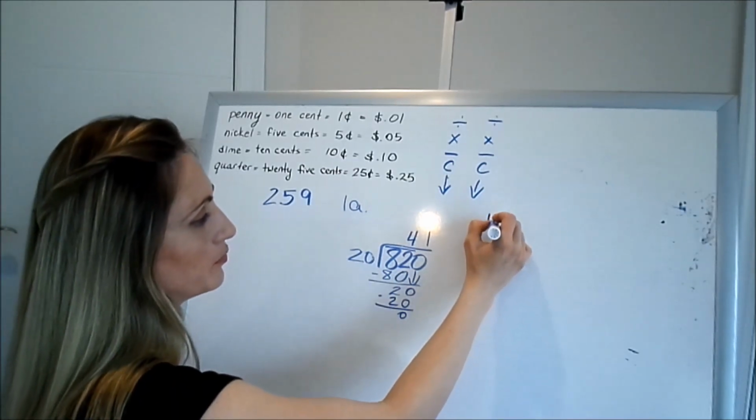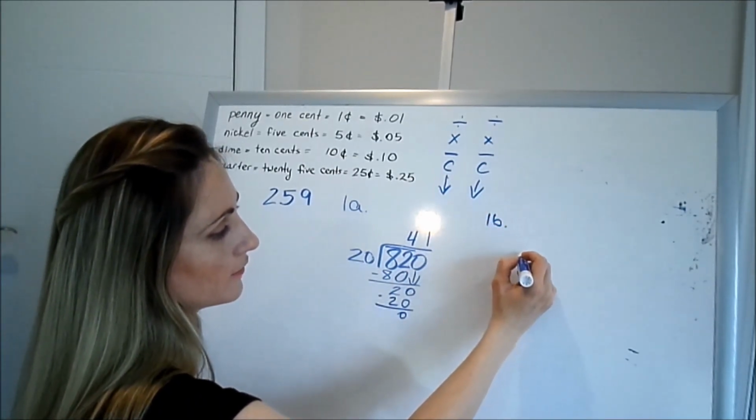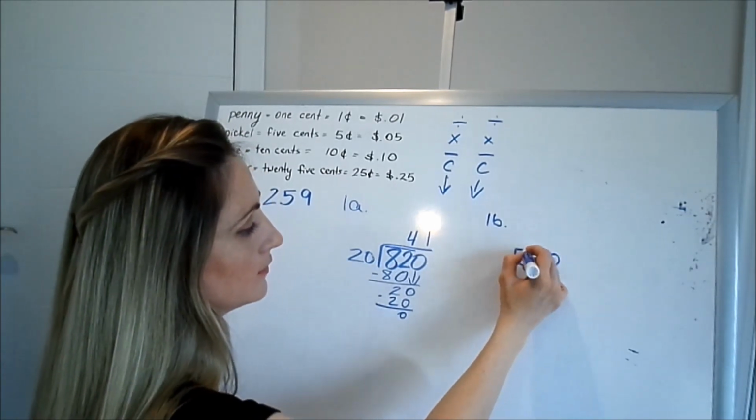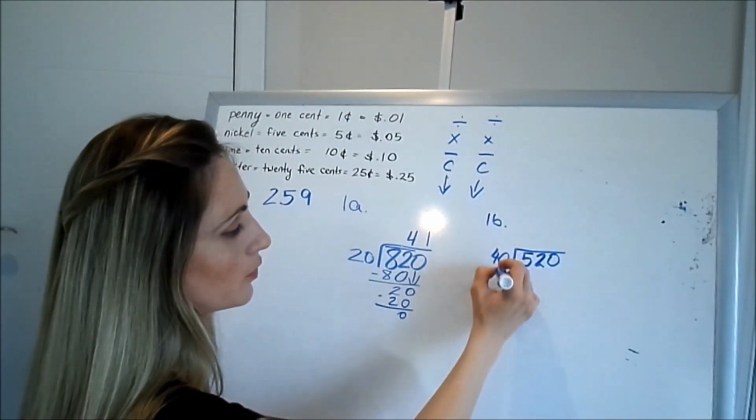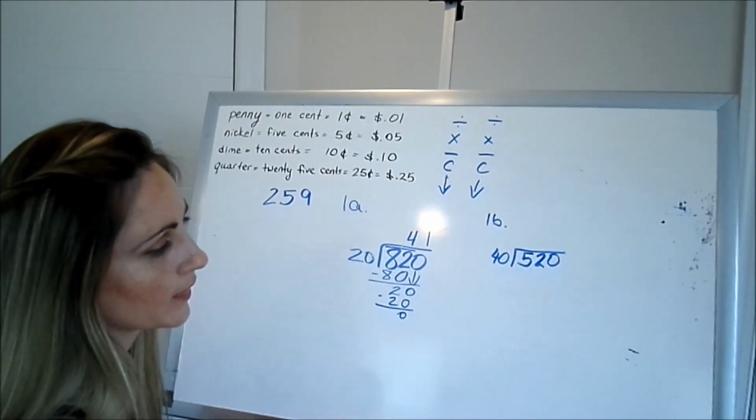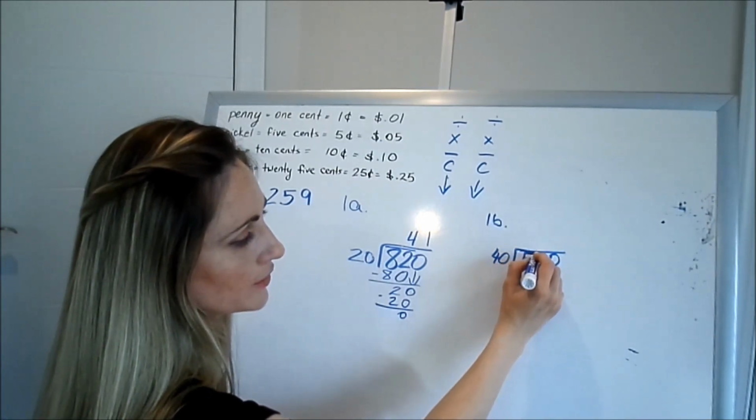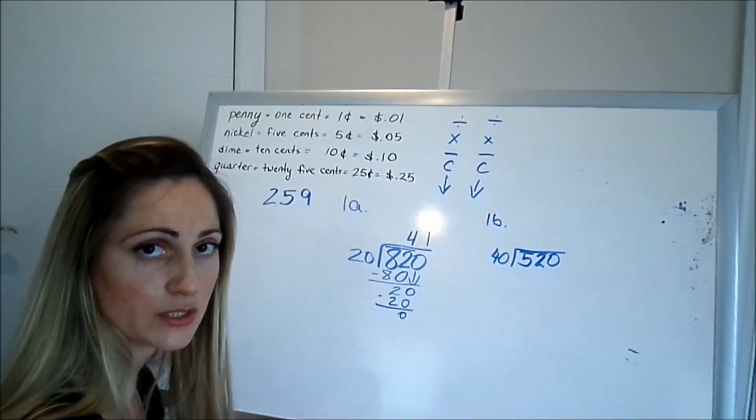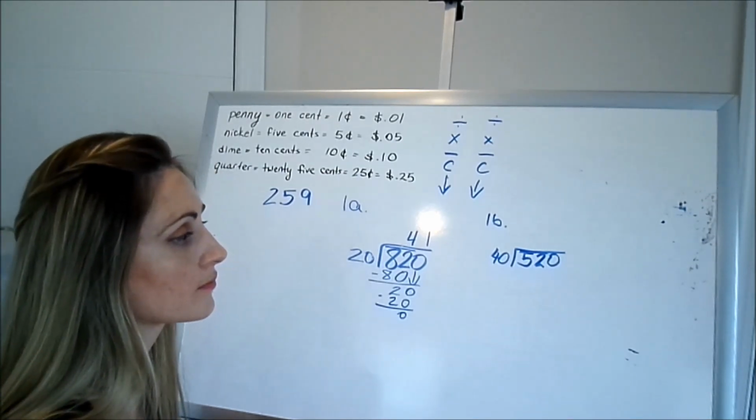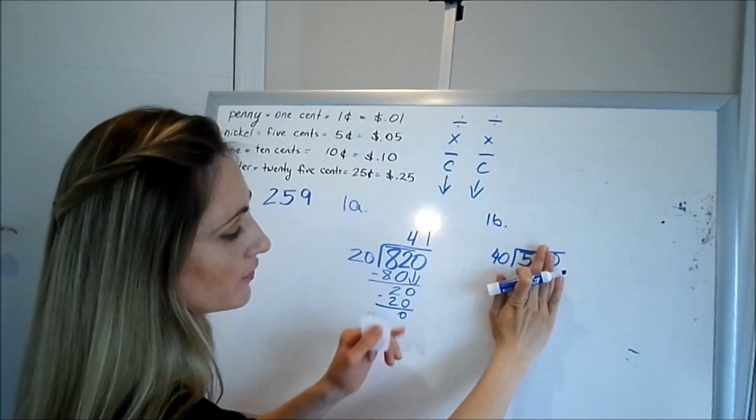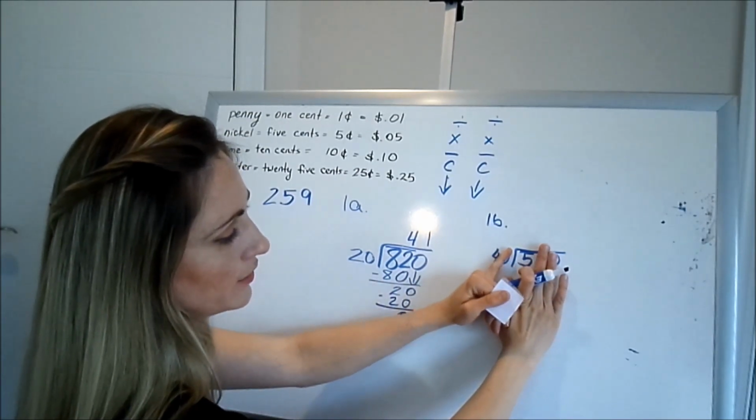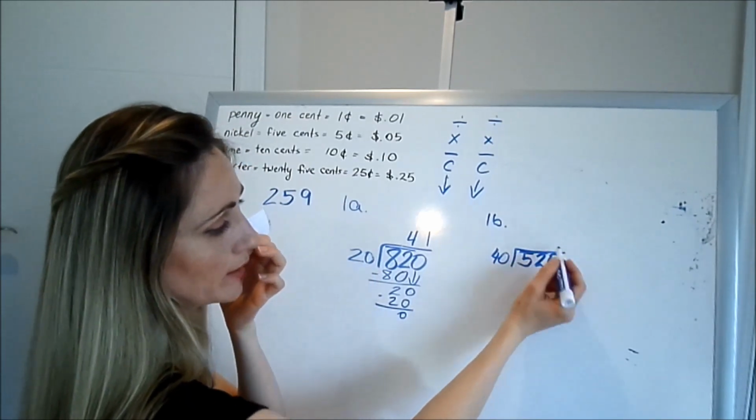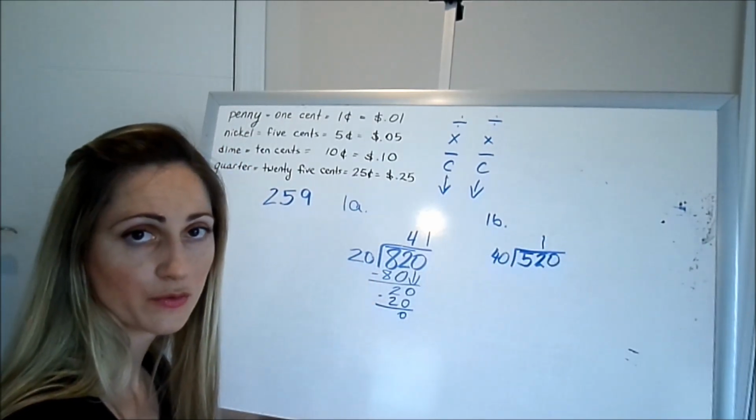This is 1B. 520 divided by 40. Okay? We are going to divide into the 2-digit dividend. 52 divided by 40. Cover up the 2, cover up the 0. How many 4s fit into a 5? Just one. I'm going to write our 1.